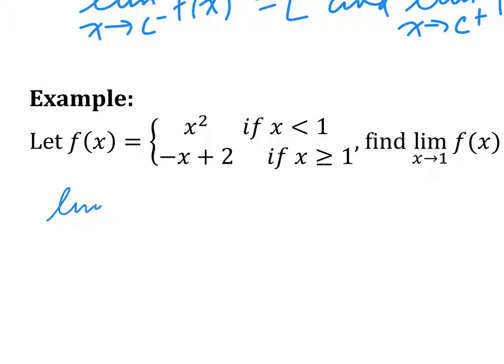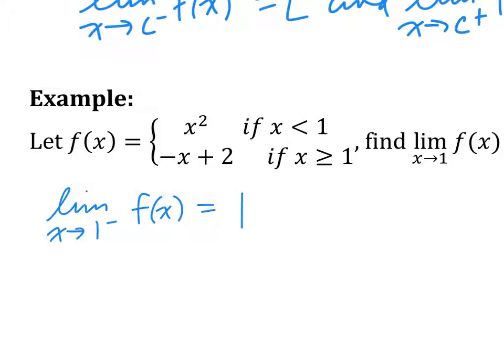So therefore, we need to find the limit as x goes to 1 from the negative side. If x is going to 1 from the negative side, which function do I use? The top one, x squared, because that's x less than 1. So that's going to be 1. You just plug it in, right? Because it's continuous at 1.